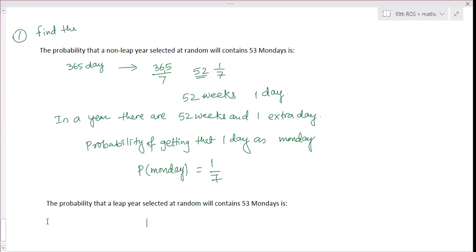First write the first part. Is that clear? Yes.